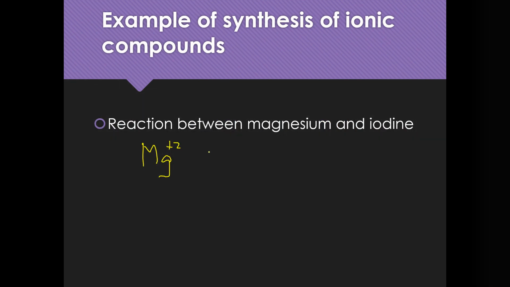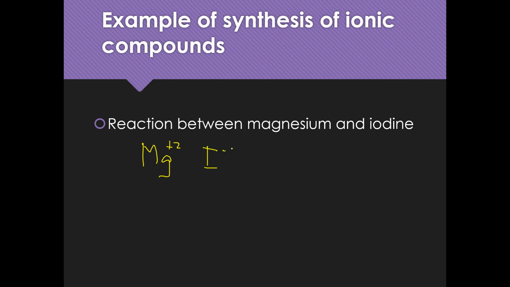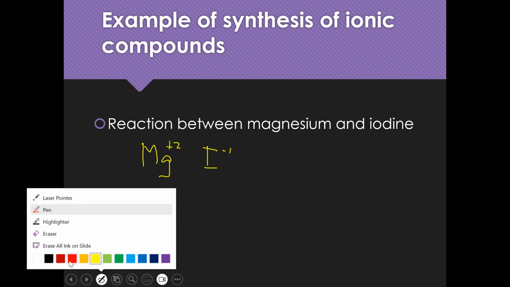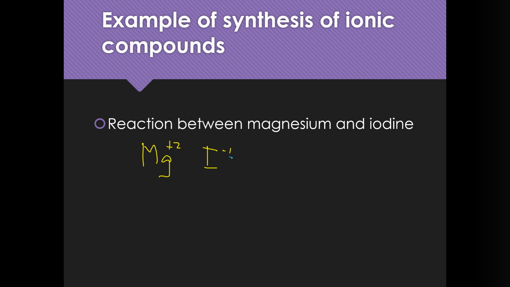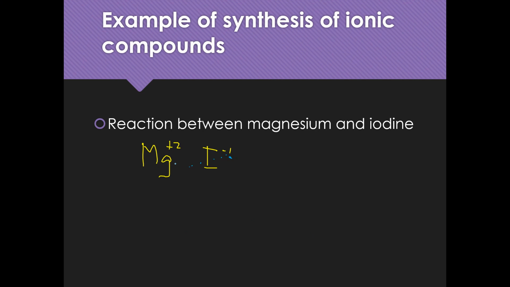So iodine, -1. Now comes the crisscross. If we do this crisscross thing, we're going to take the value that's up here, crisscross it and put it right here. Not the sign, just the value.